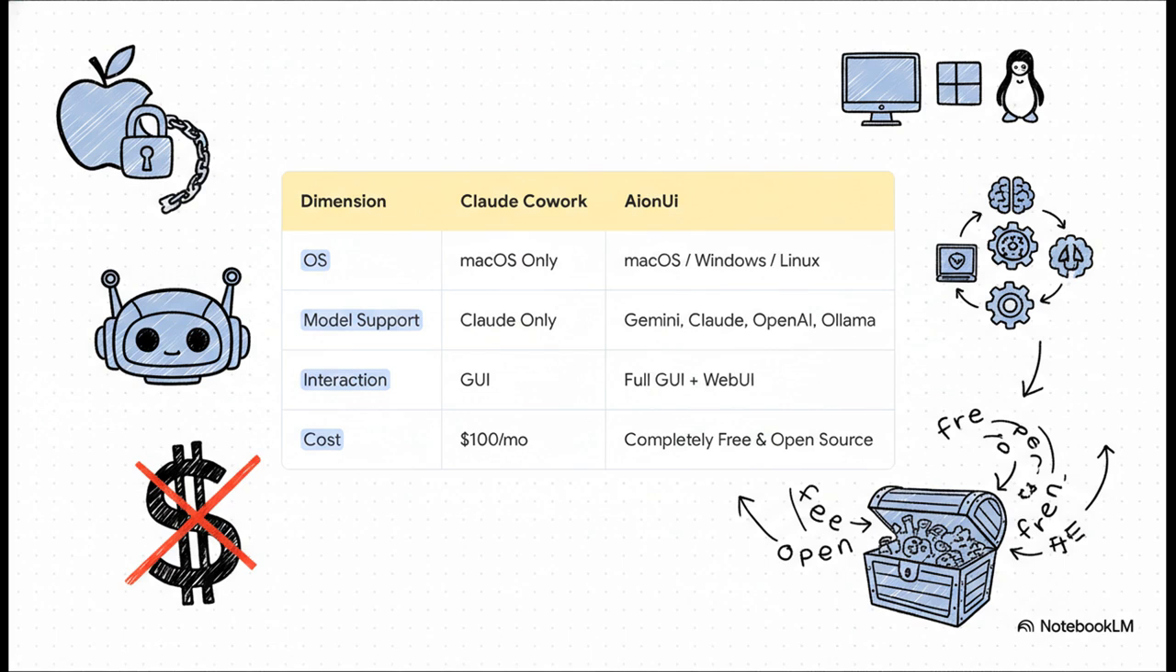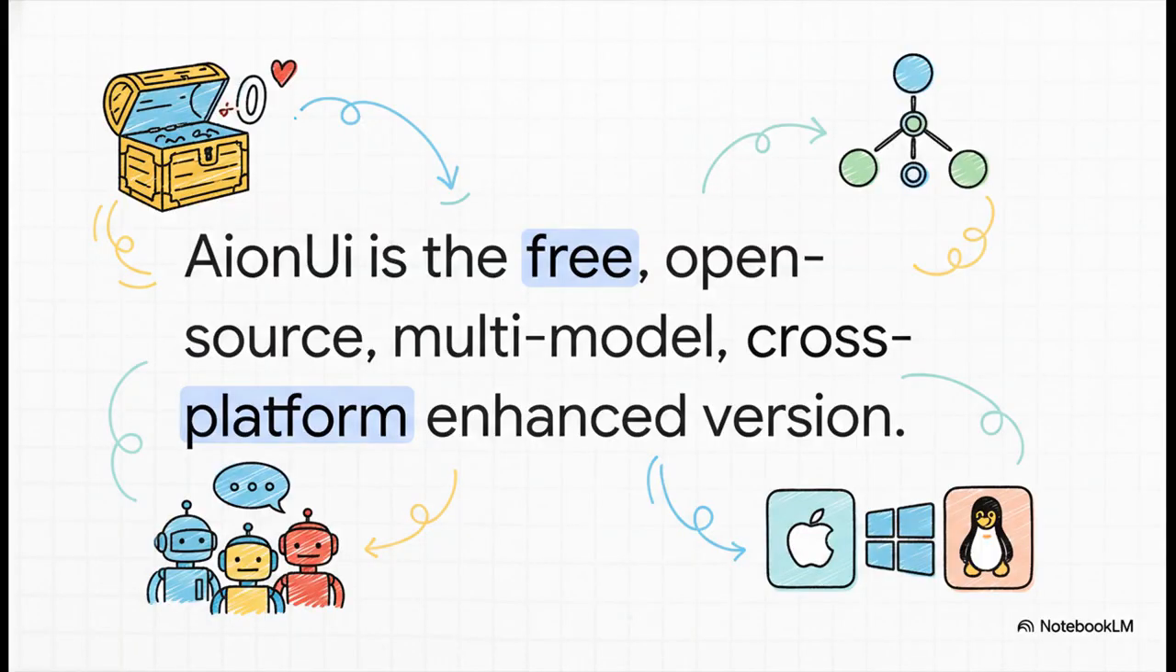And then there's the cost. $100 a month for Claude Cowork versus completely free and open source for AionUi. Yeah. So when you just lay it all out there, the verdict is crystal clear. AionUi is basically the souped up, more flexible, and way more accessible version. It takes that core idea of a graphical AI helper and just makes it available to everyone on any machine with any model they want for free.